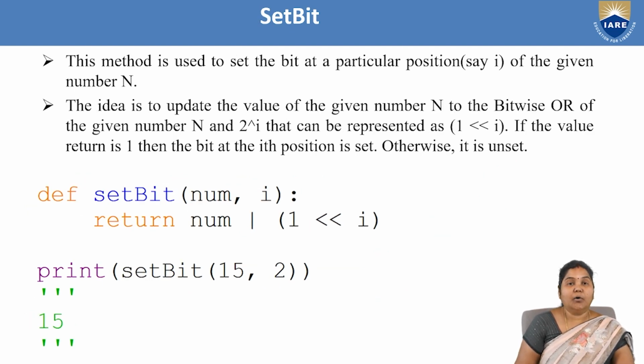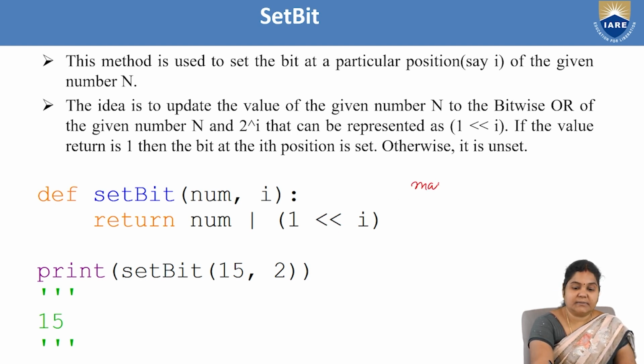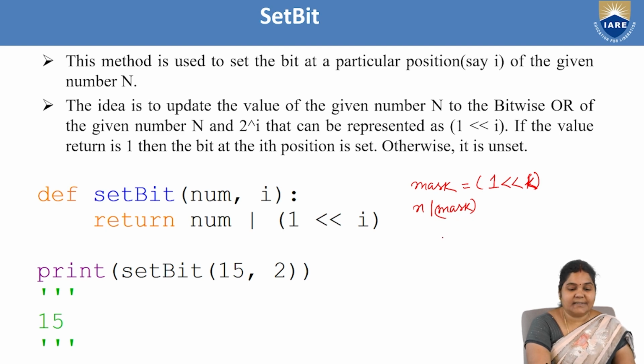Now similarly, how to set a particular bit? To set a particular bit also, we will use a similar procedure, but here we will first prepare a mask. Suppose you want to set the kth bit or ith bit. The mask will be 1 left shift by i or k number of bits. So the mask will be ready. Then you have to do an OR operation of the number with the mask. So that particular bit will be set.